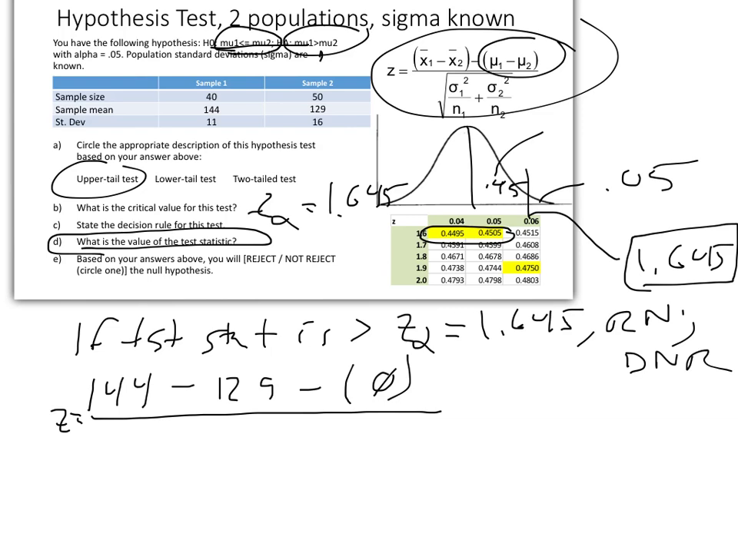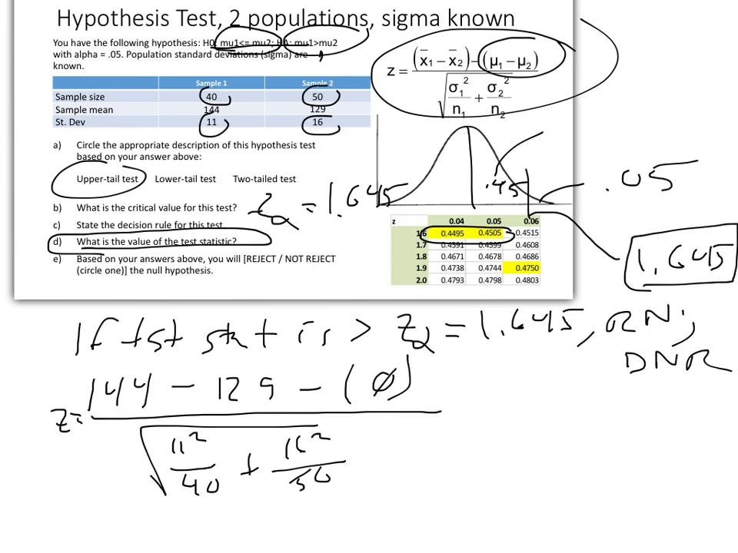And then here we've got the denominator, which is the square root of 11 squared over 40 plus 16 squared over 50. I'm just getting the 16 squared over 50, 11 squared over 40 right out of the table there. And our answer then, when we calculate all this out, we get 5.26. So these results are 5.26 standard deviations above the mean.